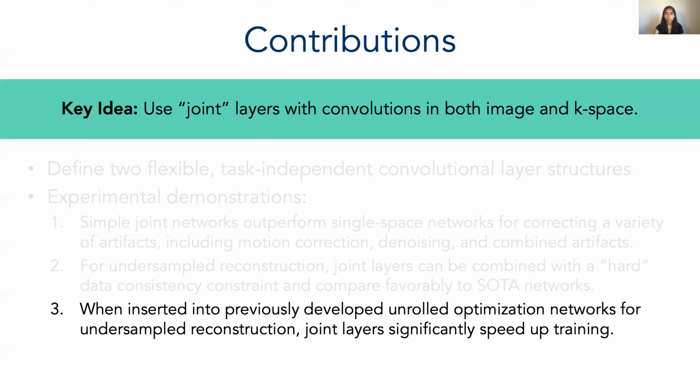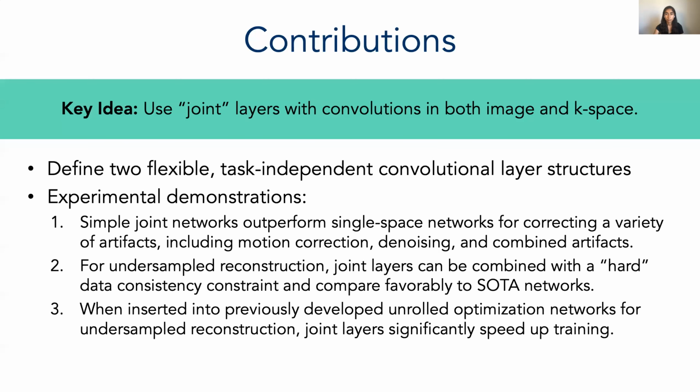Finally, we show that our joint layers can be dropped directly into previously developed unrolled networks for undersampled reconstruction, which improves training behavior and significantly speeds up the training process. The rest of this video will walk through our two core layer structures and provide an overview of each set of experiments.